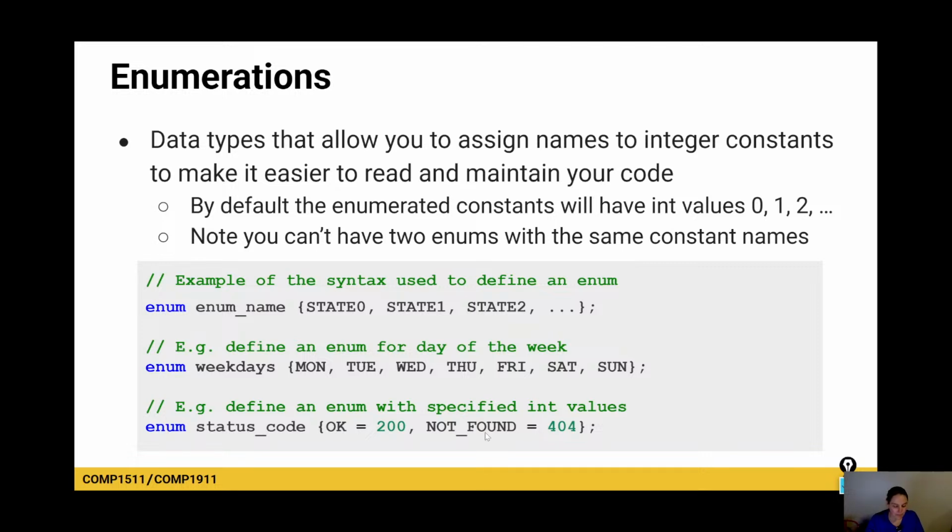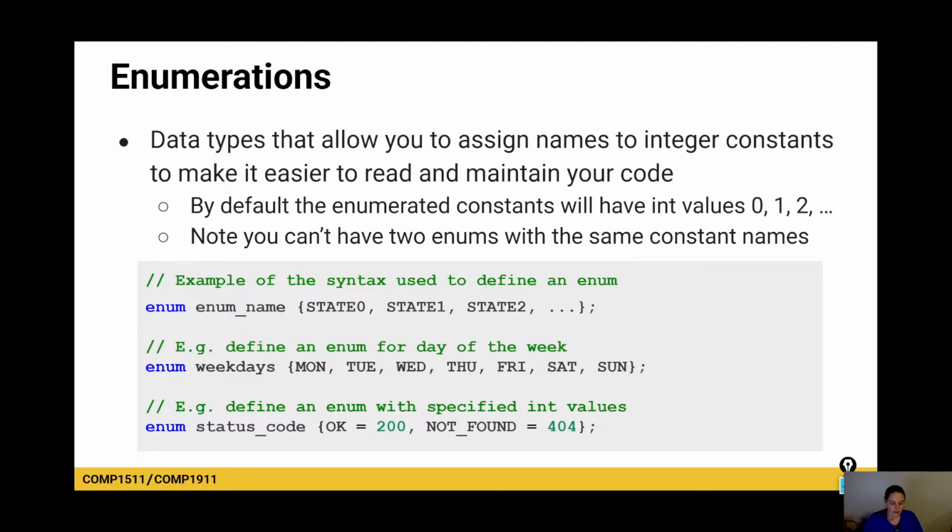Down here we've got enum status code. If you don't want these constants to have the default values of 0, 1, 2, 3, 4, 5, whatever, you can hard code some in. So here, this might be something a website might use. OK equals 200. It might be an error code. Not found 404. There might be others you could add to this enum type.